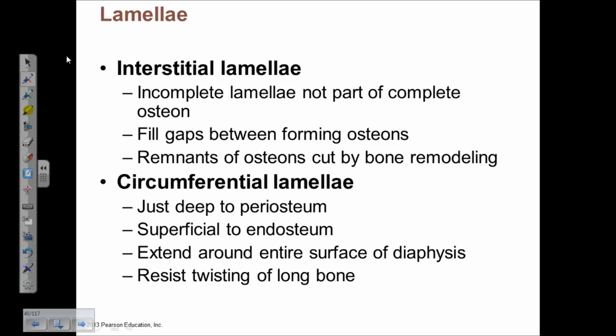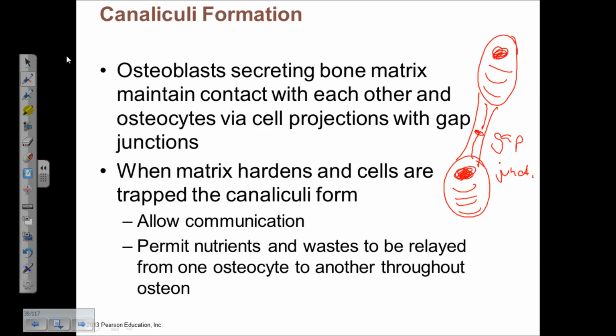Why is that important? Those guys, the osteocytes, they are monitors, sensors. So they can relay information to each other. Also, obviously, matrix isn't the best tissue to get nutrients and oxygen through. So through those canaliculi, nutrients and wastes can be transported across the bone.